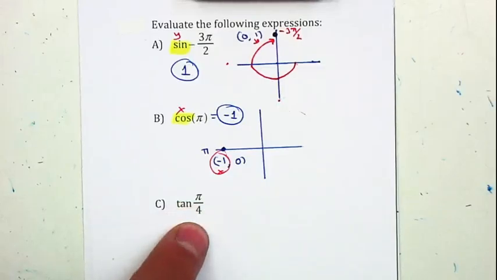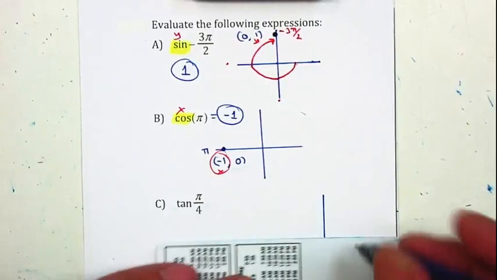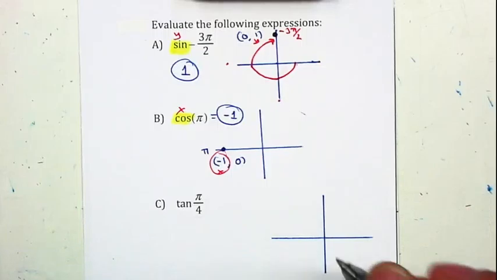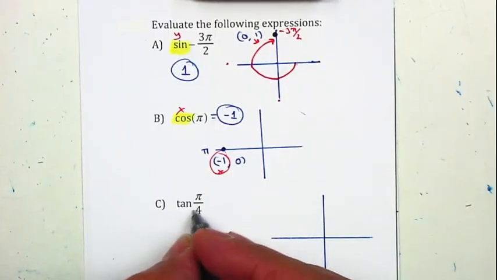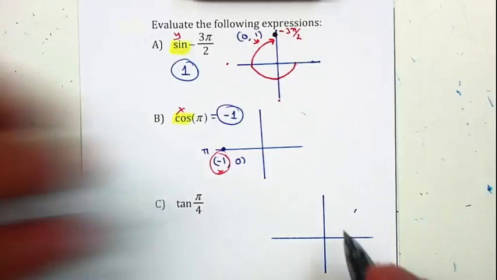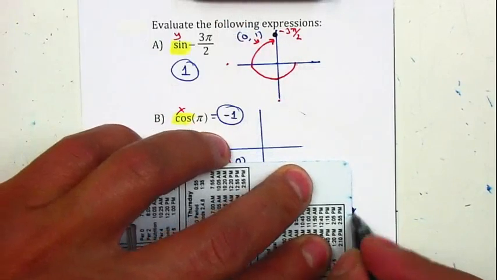Tangent of pi over 4. We're going to build your x and y axis, so I can locate pi over 4. Pi over 4, your 4s are your 45 degrees, so therefore this is 1 pi over 4. So therefore for your 45 degrees, we're going to build a right triangle.